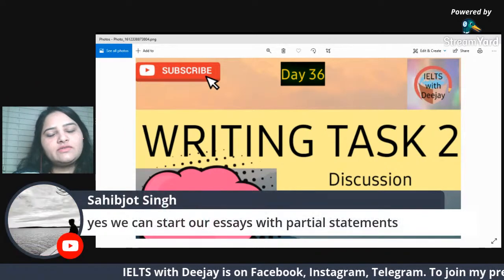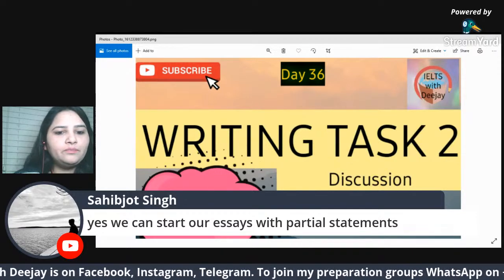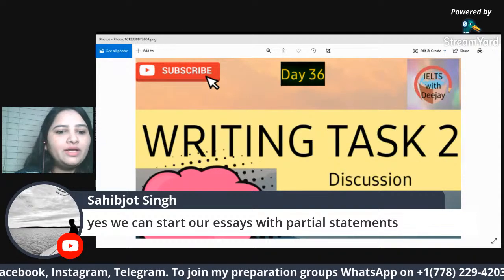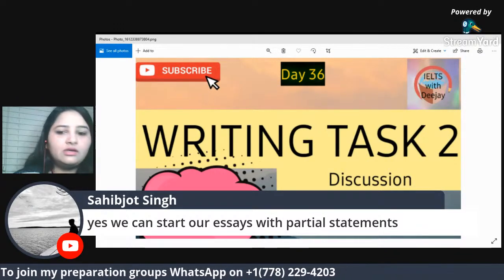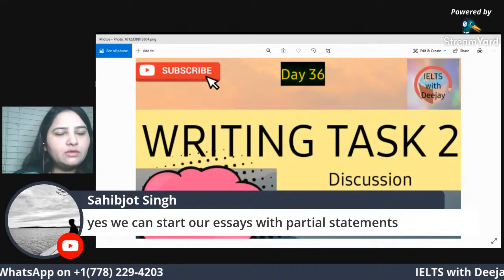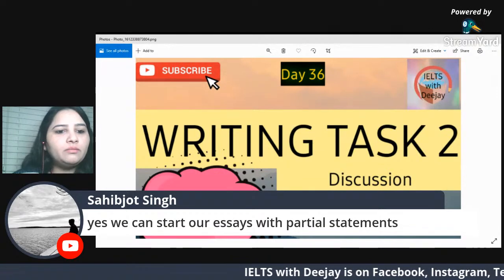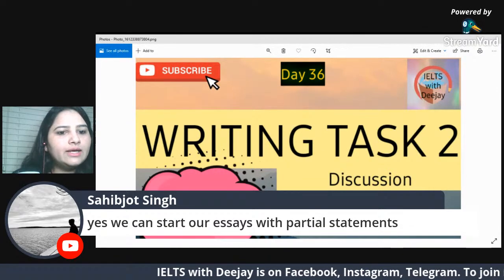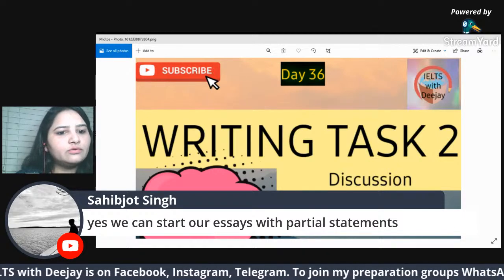Sahiljot says, yes, we can start our essay with partial agreement. This is about the opinion: can we go for the partial agreement or disagreement? This is what I am asking. So yes, in this type of question, you can go for partial agreement. You can pick the point. Then in BP1, you will write the agreement. In BP2, you will write the disagreement. Okay, so this is what you have to do.